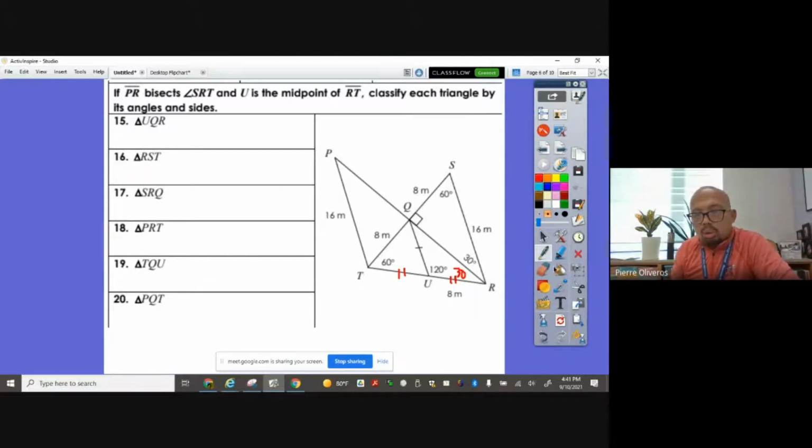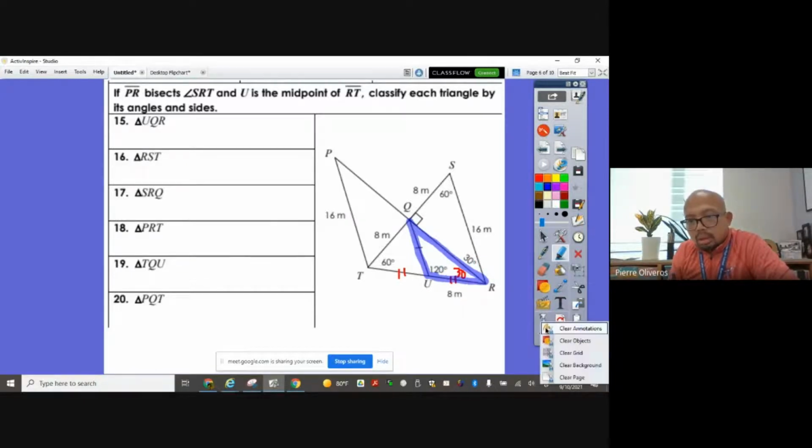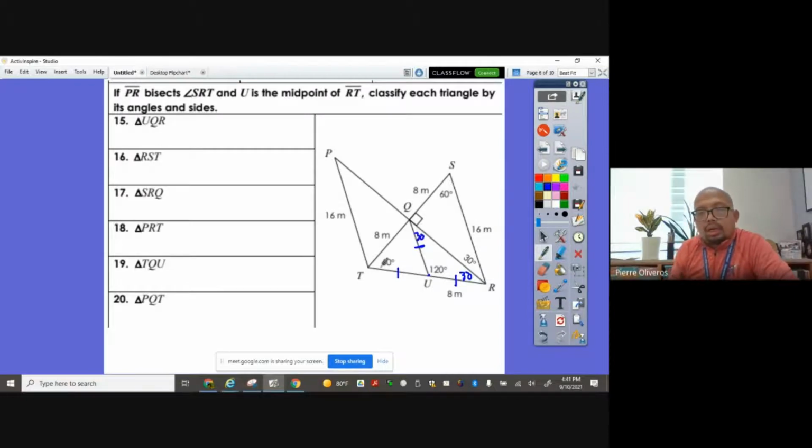So UQR. Since this is one thick line, that's also one thick line because it's a midpoint. And these two here are equal, that's 30 there. 120 plus 30 is 150. So this is also 30. So therefore, I have here an obtuse triangle. Obtuse and two sides are equal. So it's going to be obtuse isosceles triangle. Let's try the other one.